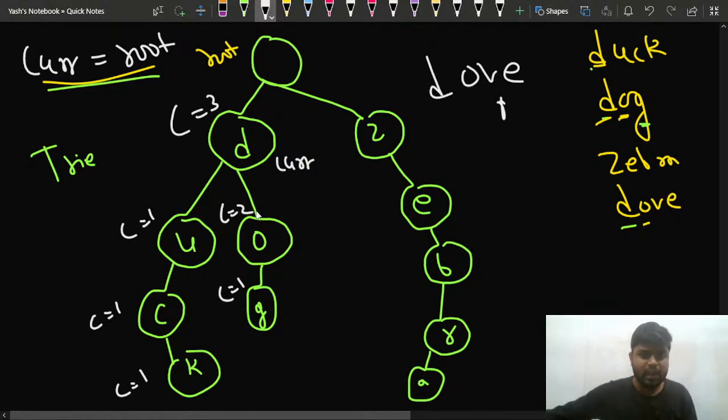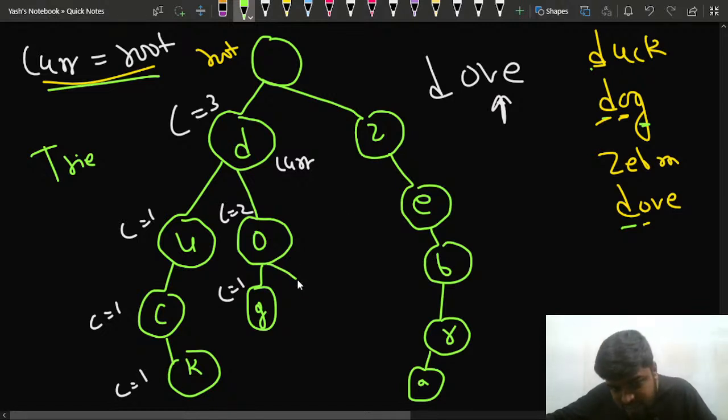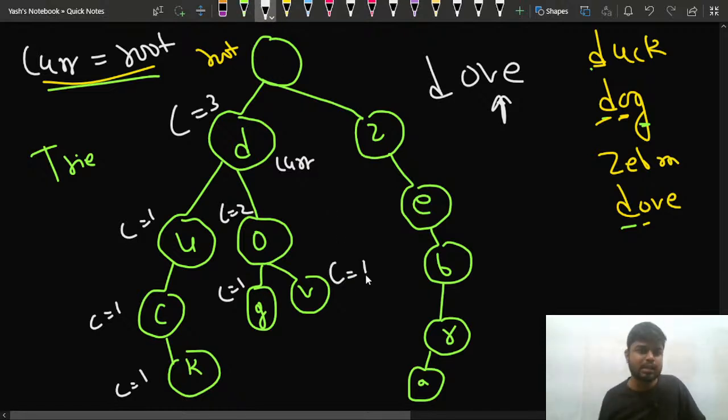Perfect. Now from this O, do I have a V? From this O, I have a path going to G, but I do not have a path to V, and I want to insert V. So let's insert V, and I'll mark its counter as 1. That's good.